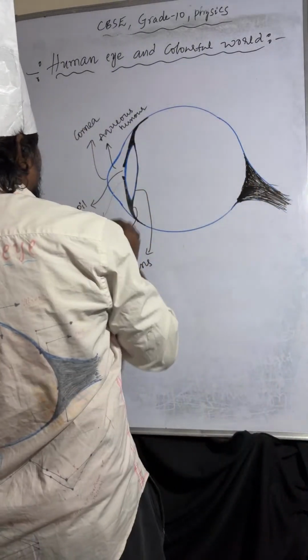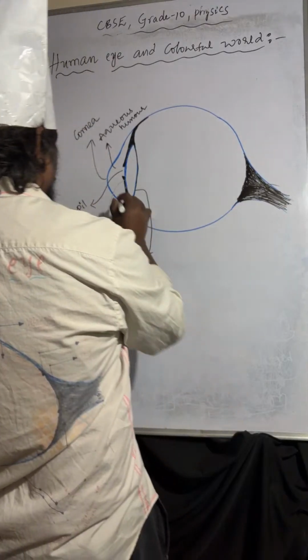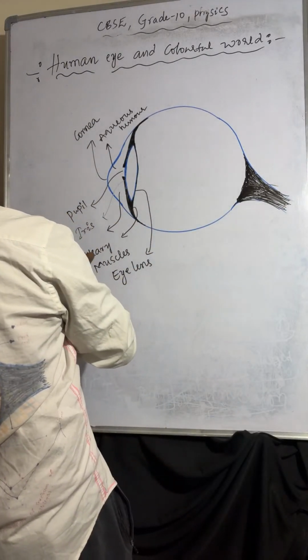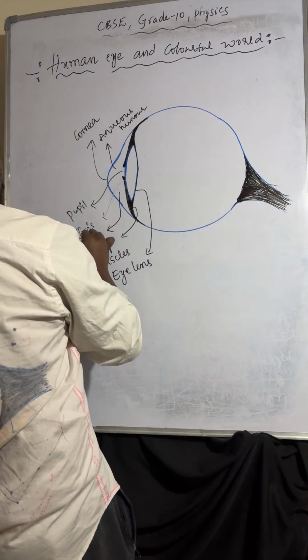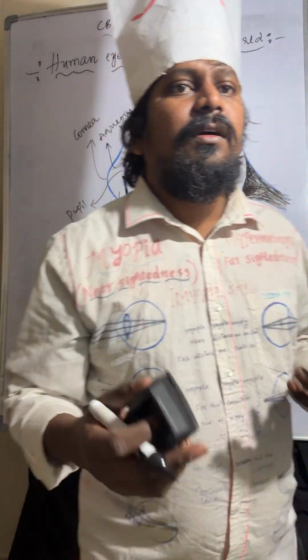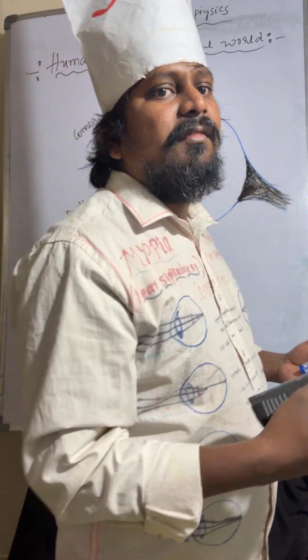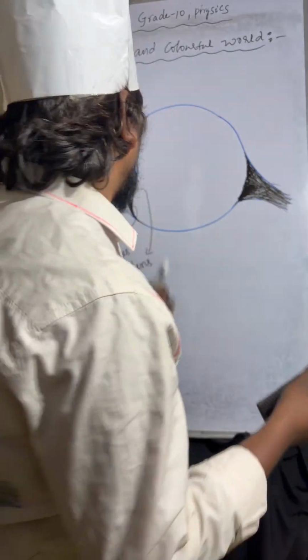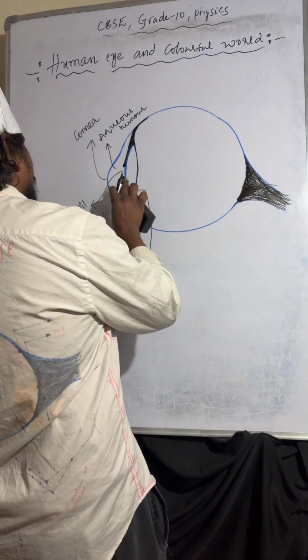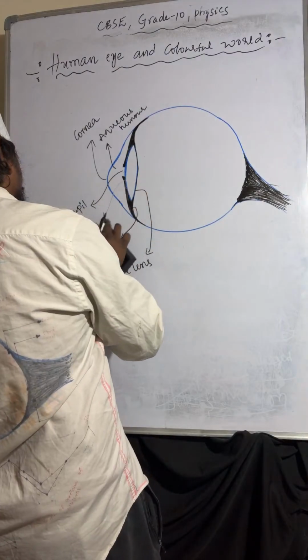Next one you can see here. This portion is the aqueous humor. I already mentioned the aqueous humor. The aqueous humor is a jelly type liquid present between the cornea and the lens.